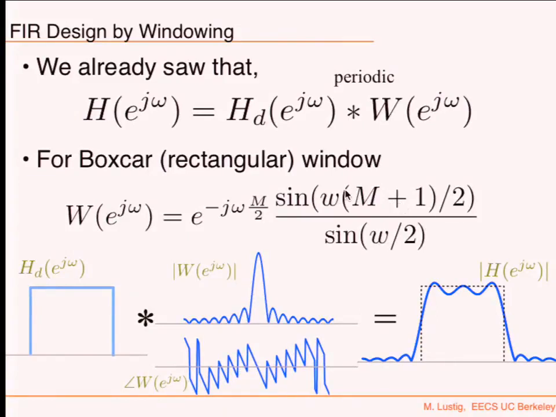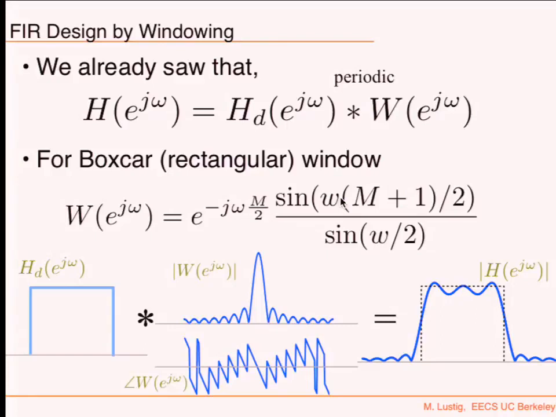Okay, then it's going to have a frequency response, which is basically a linear phase of M over 2, because it's causal, so it has to be shifted. And then this is a periodic sinc, right? A boxcar or a rect function in the frequency domain is a periodic sinc, and because now it's not centered around 0, it is shifted.